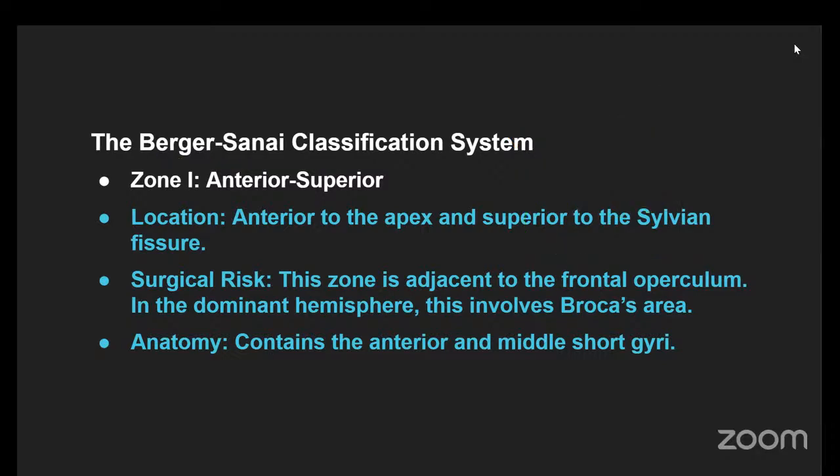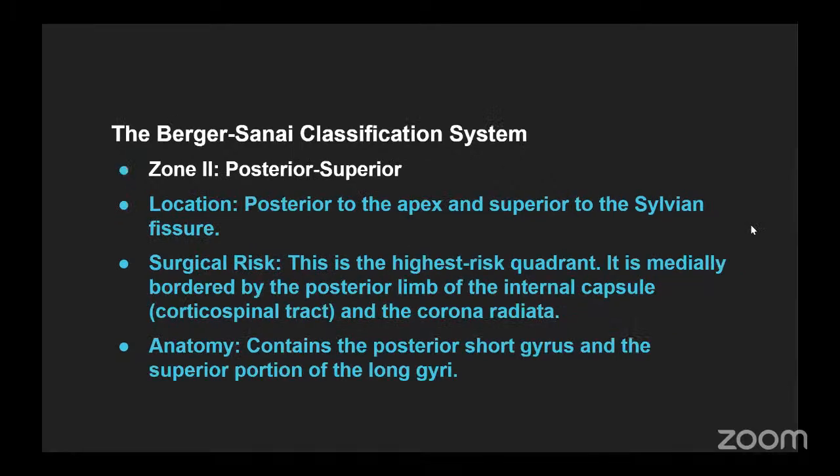Zone 1 is anterior superior. And the surgical risk is Broca's area because it is adjacent to the frontal operculum. And I think we discussed that. Let's move to the next slide. Zone 2 is posterior superior. The surgical risk is highest here because deep to this, we have the internal capsule, and the motor and sensory primary cortex is right over it. So this is a very high risk zone.